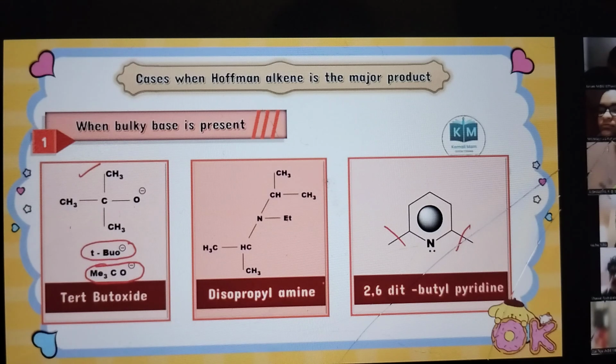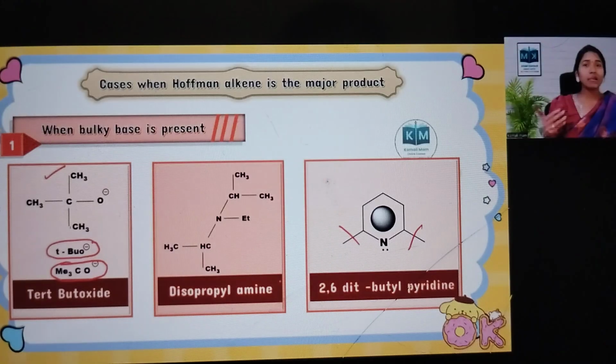What do you mean by base? A base is the one which abstracts H plus ion. So a bulky base is the base which goes and takes the H plus ion only from the less crowded side. Only from the less crowded side. Everybody clear? Got the clarity?